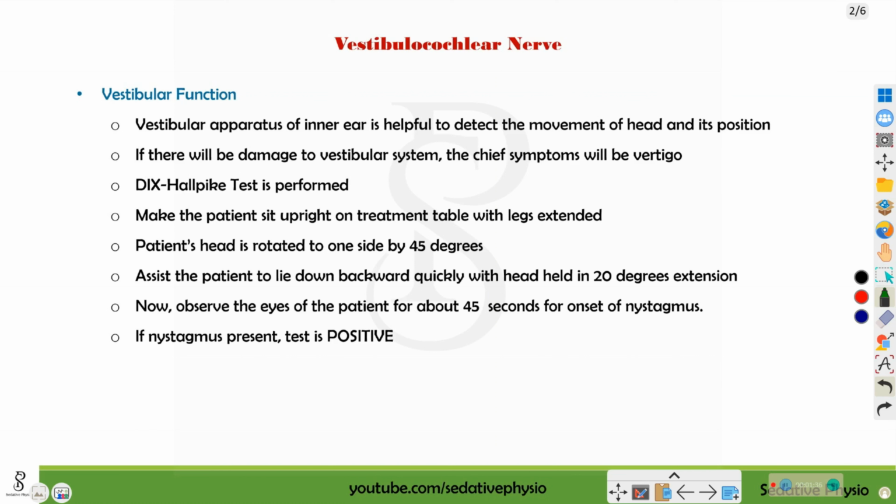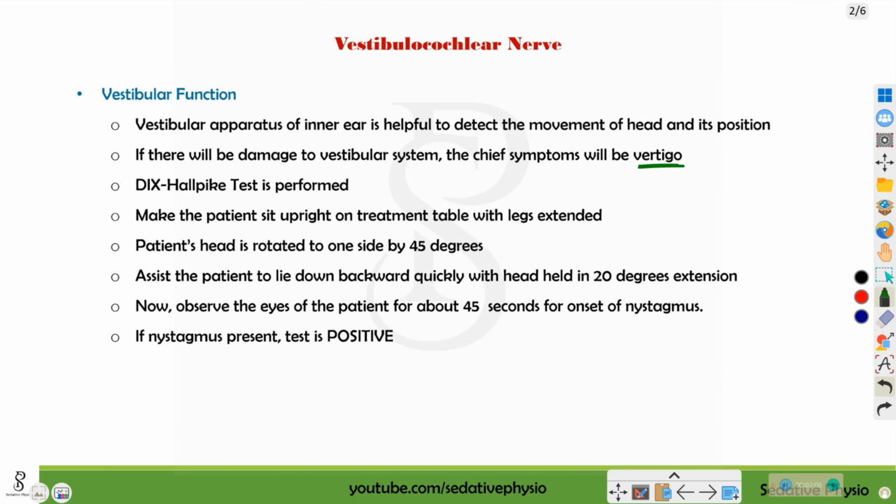So, if there is any damage or lesion in the vestibular system, or the vestibular part of the vestibulocochlear nerve, the chief symptom of the patient will be vertigo. This will be the major and chief symptom. For the assessment of the vestibular function, we perform a test called the Dix-Hallpike test, and if it is positive, then there must be a lesion or damage to the vestibular system of the vestibulocochlear nerve.